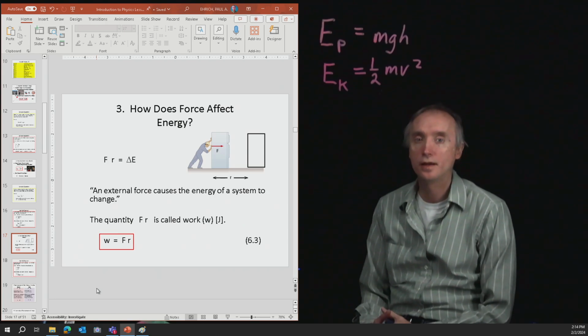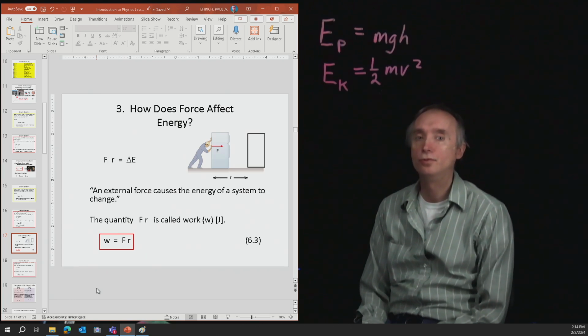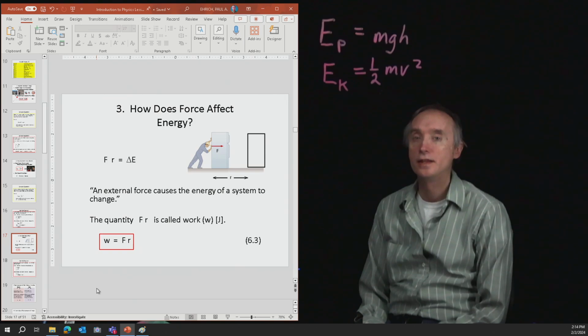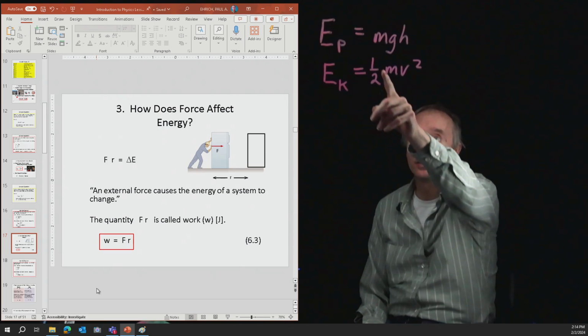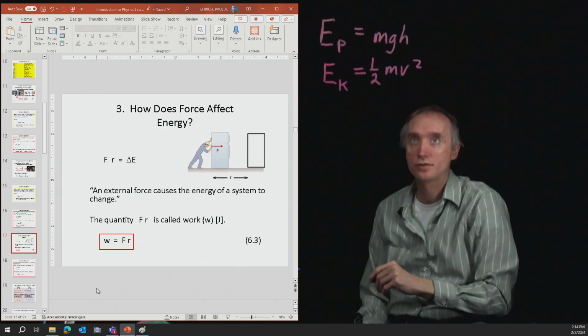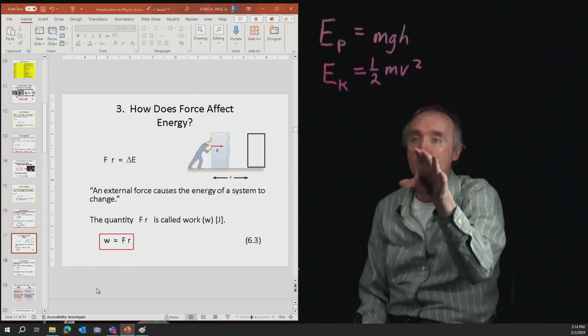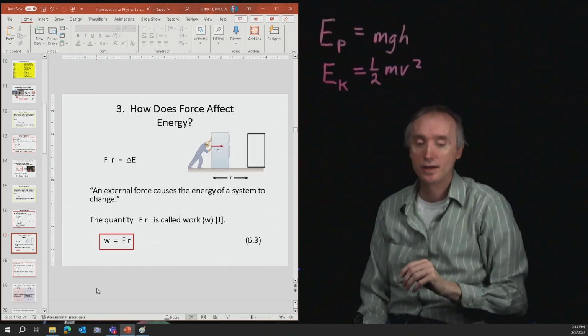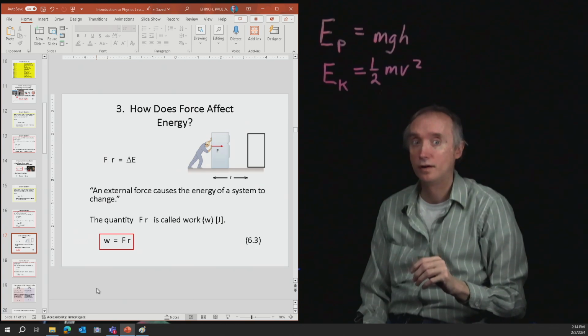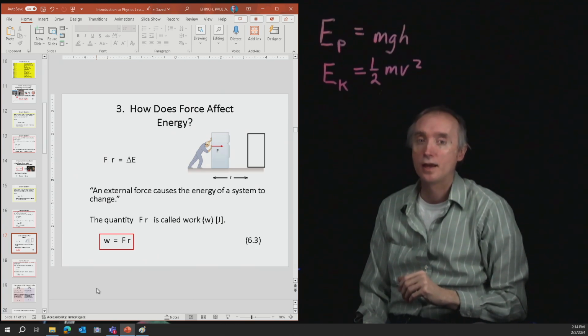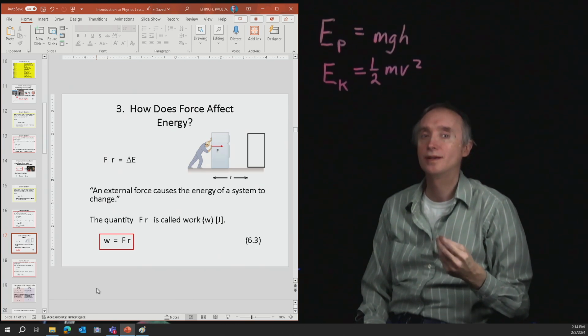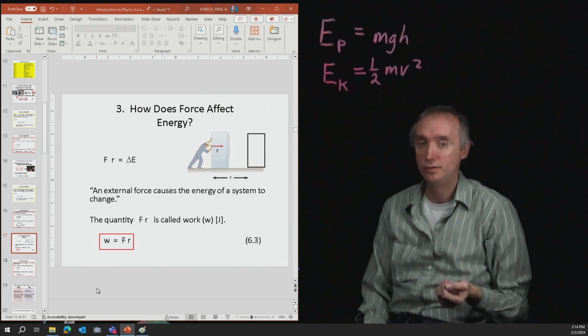Okay, I'm back, and now let's review what we've learned so far. That there is potential energy, which is energy of position, mgh, and then there was kinetic energy, which is going to be energy of motion. And now what we want to do is connect the concept of energy with the concept of force.